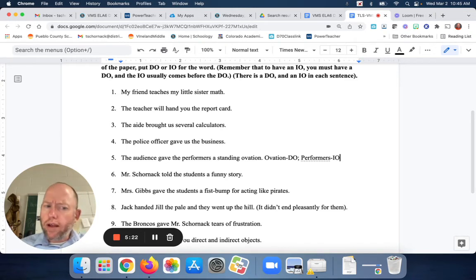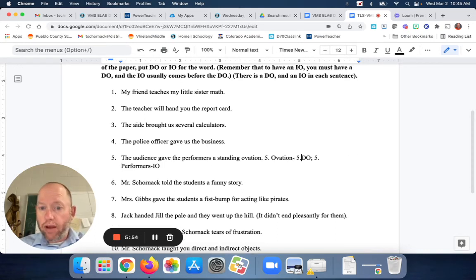Again, you're going to do that on a separate sheet of paper. So on the left side, you're going to put ovation. On the right side, let's do 2 number 5s, because I know you guys will do something right. So on your paper, I want you guys to put 2 numbers on each side. On one side, you're going to put ovation. On the right side, put DO. On the left side of the second number 5, put performers. On the right side of it, put IO, sorry, because that is the indirect object of the sentence.